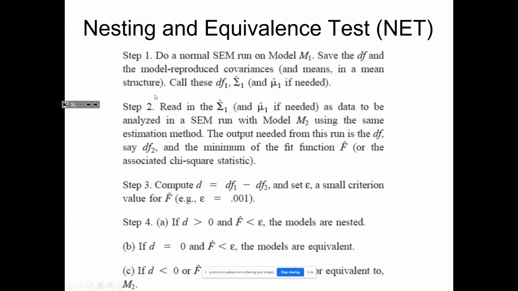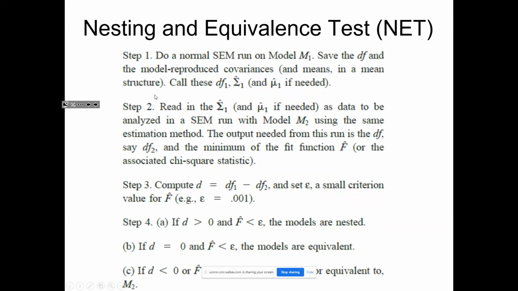And so in this case, I'm basically just taking the model implied variance covariance matrix, and I'm going to treat it as if it is the data. And if my new model, which is more complex, really is nested, when I run this, my chi-square should be 0. And that's going to be true too if it's an equivalent model, where the degrees of freedom are going to be the same as they were for the first model, but I should still get a chi-square of 0.